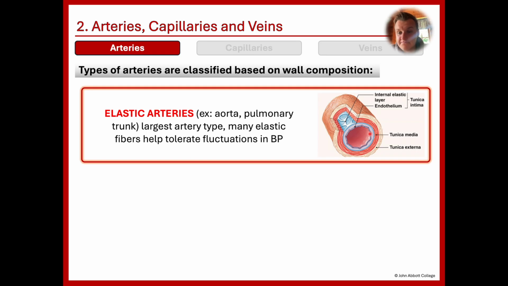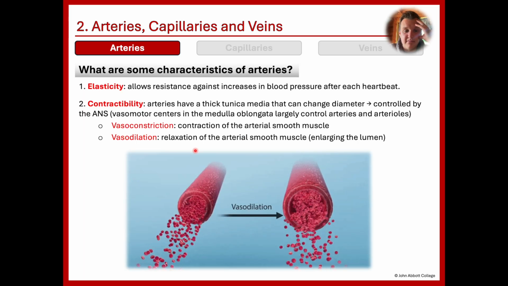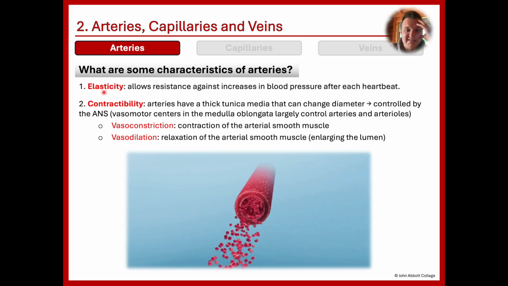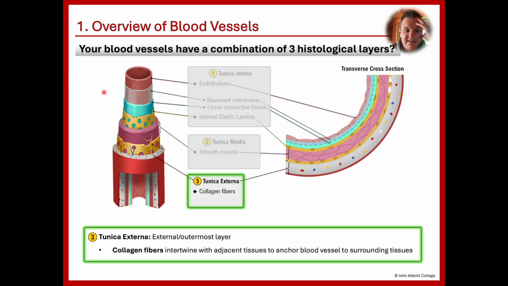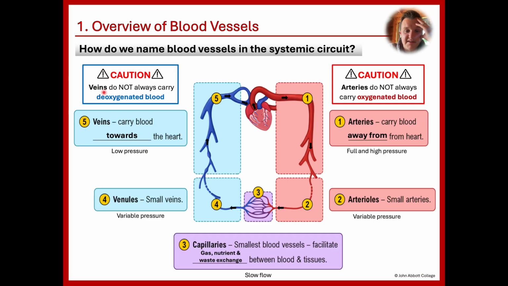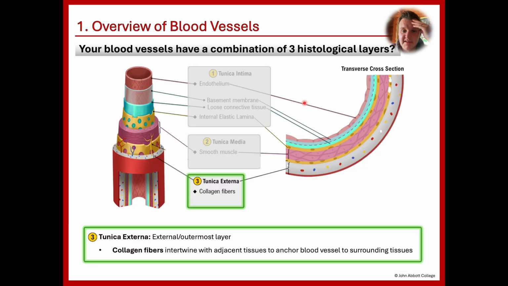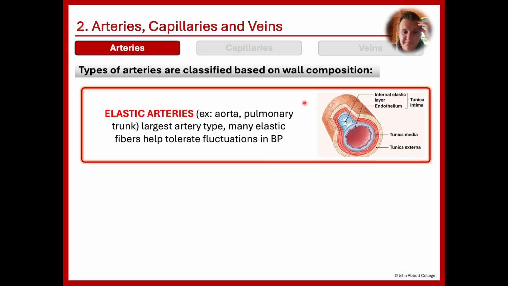They have really this tunica intima that has a lot of this internal elastic layer, right? Again, as I said, it's to help tolerate the fluctuations in blood pressure, right? So, as I said over here, the elasticity property, it really pertains to these first vessels, these big vessels, since they're very close to the heart itself, right? So those are the elastic arteries.